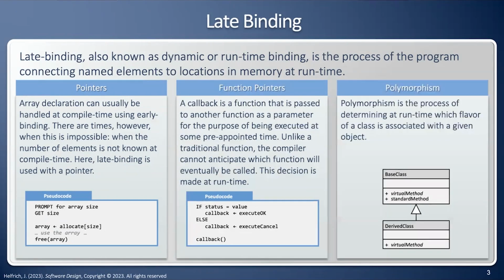And the final is polymorphism. And once again, the compiler cannot tell which flavor of the function is being used, in this case, derived class. It could just tell that one of the flavors is being used. The decision of which flavor is being used is determined at runtime.